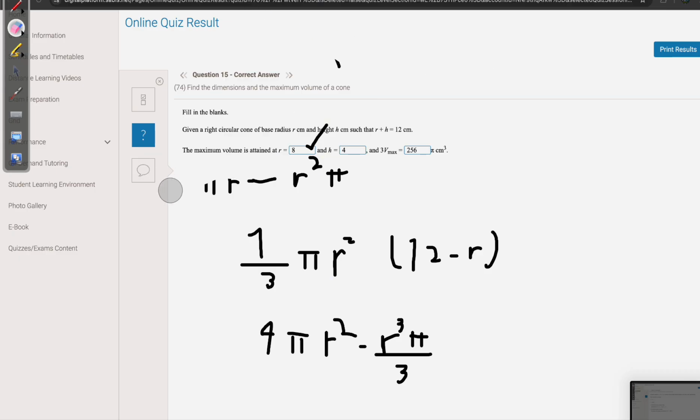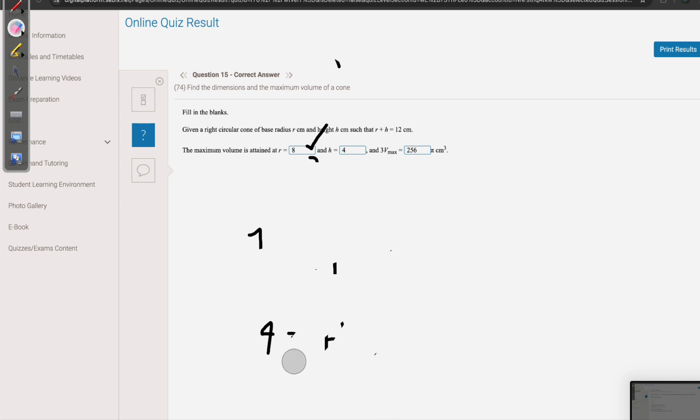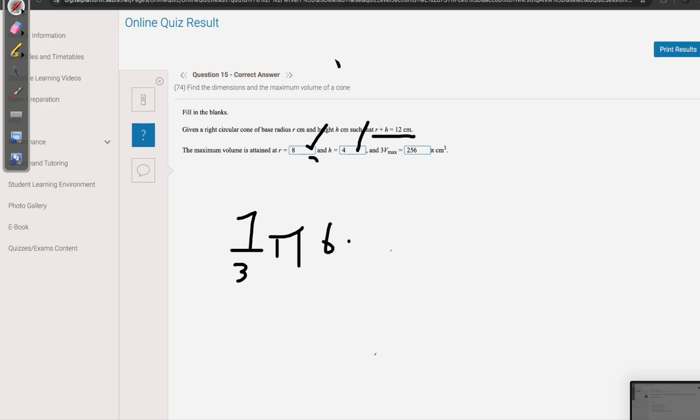Okay. Now that we figured that out, for h, we can simply substitute the 8 in this equation. We're gonna get the height is 4, and then we're gonna do the normal volume rule. So it's just 1 over 3 pi r squared, which is 8 times 8, 64, times 4. Don't forget here they said 3 times volume max. So all of that times 3.